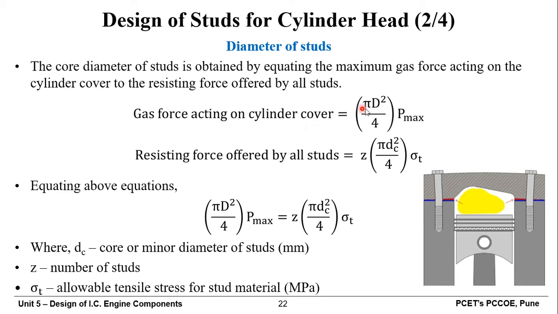So gas force acting on the cylinder can be calculated by pi D square upon 4 into P max, and that needs to be equated with resisting force offered by all studs, number of studs into pi dc square, where dc is the core diameter of the stud, divided by 4 into sigma t. If you equate these two equations, you can calculate the core diameter of the stud. The core diameter is also called minor diameter, and sigma t is allowable tensile stress for the stud material.